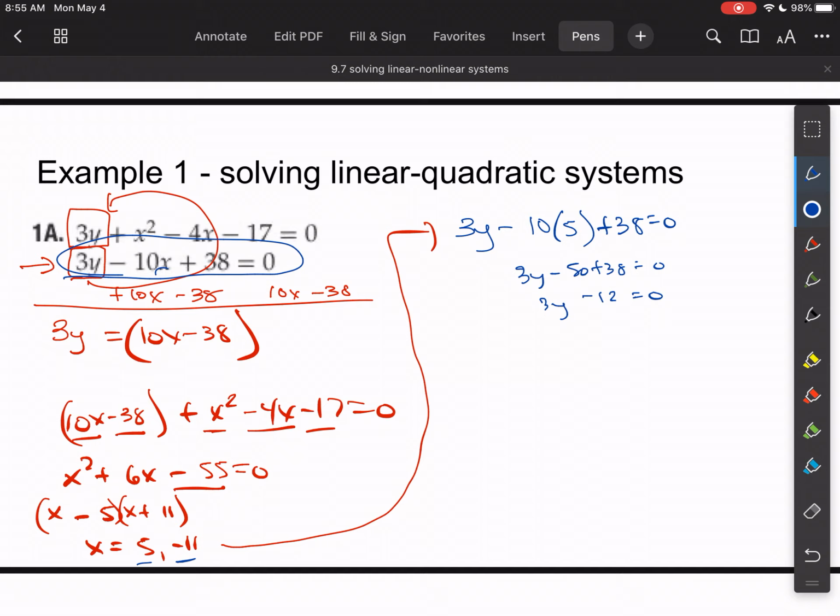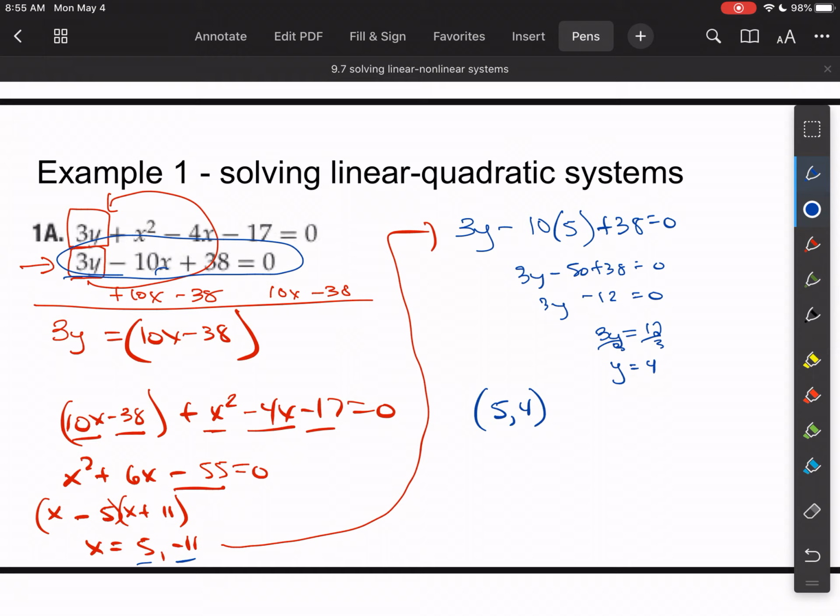Okay, and then I'm going to add 12 to both sides. So 3y is equal to 12, and y then is equal to 4, dividing both sides by 3, right? Okay, so I know that when I plug a 5 in for x, I get 4 out. That is a coordinate on the coordinate plane of where the intersection of these two things happen. So that's one solution.